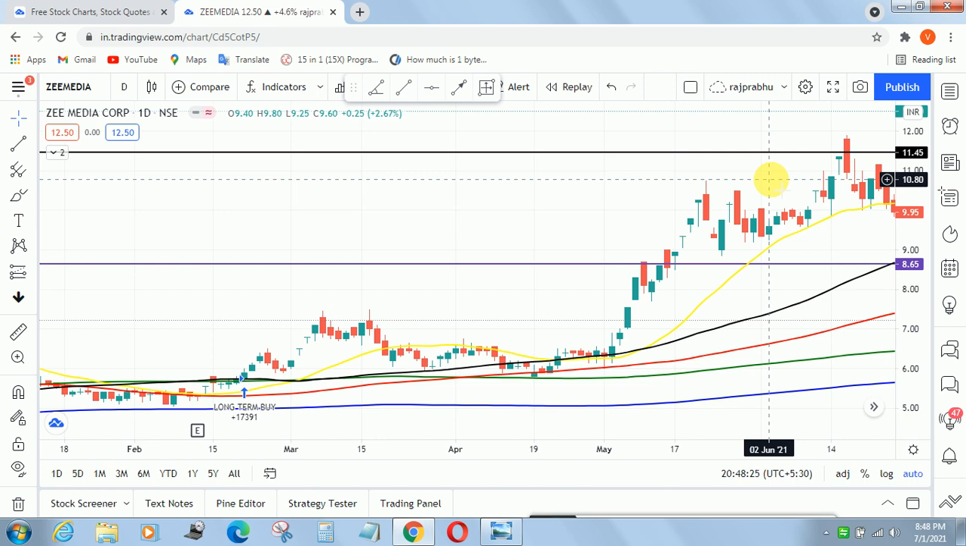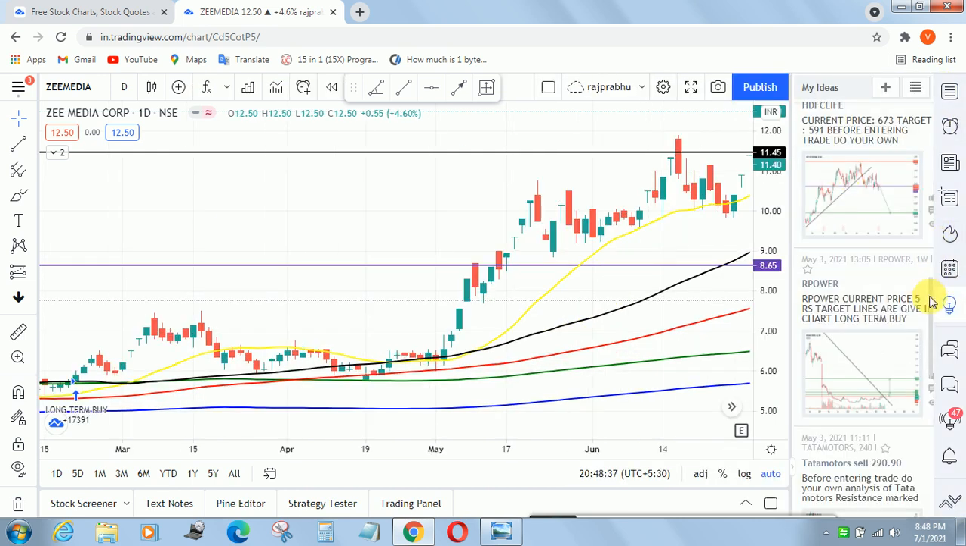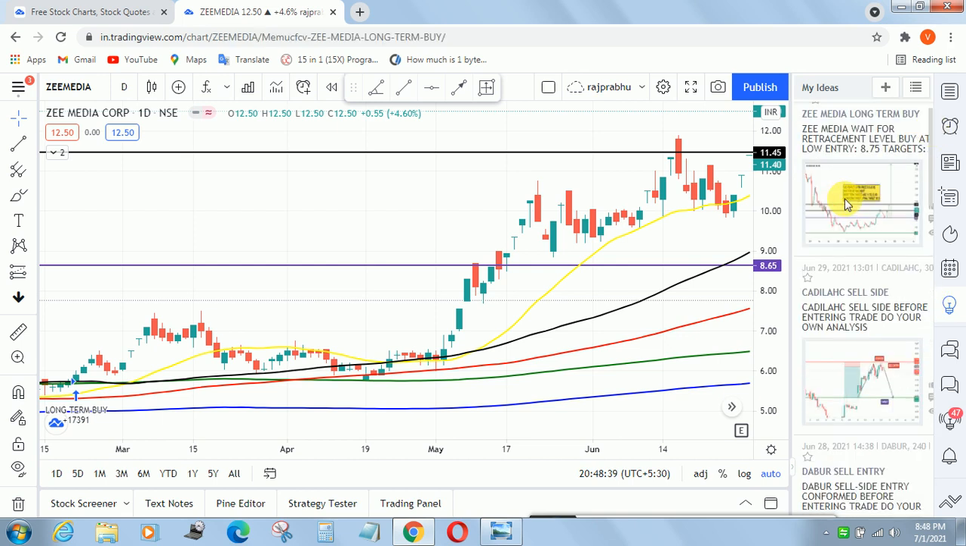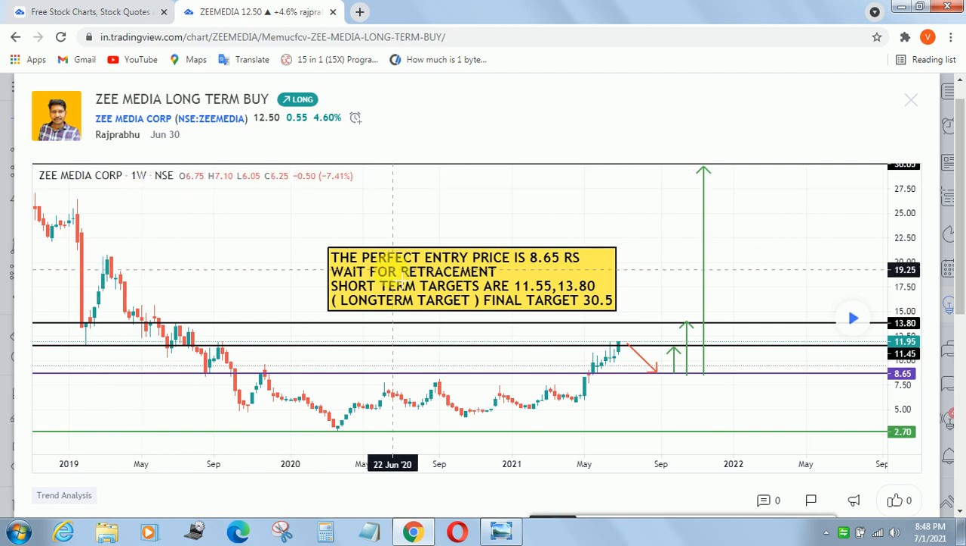This positional trading indicator will tell you the perfect entry points. See, in Zee Media I recently posted. In the weekly chart of Zee Media Corporation, the perfect entry price is 8.65 rupees, and wait for retracement because the price is trading at overvalue. Maybe it may come down. It's a good place to buy.